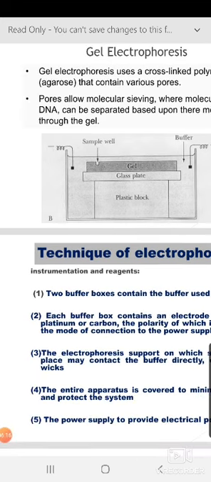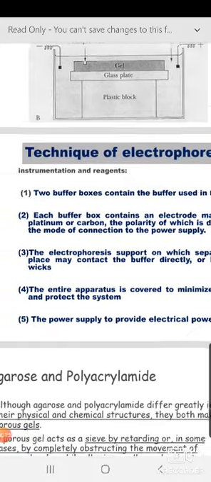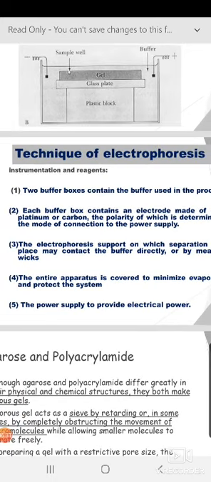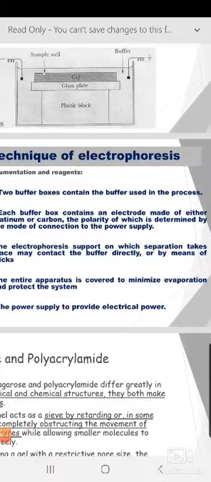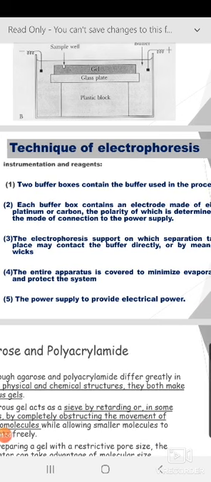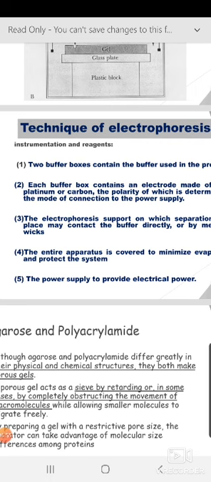Okay, so something about the technique of electrophoresis, the instrumentation and the reagents required. We are seeing two buffer boxes here, two chambers, using the buffer for this process. The buffer we generally use for electrophoresis in agarose gel is TAE buffer or TBE buffer. Each buffer box contains an electrode made of either platinum or carbon, the polarity of which is determined by the mode of connection to the power supply. So which plug you have plugged in determines whether it is an anode or cathode.